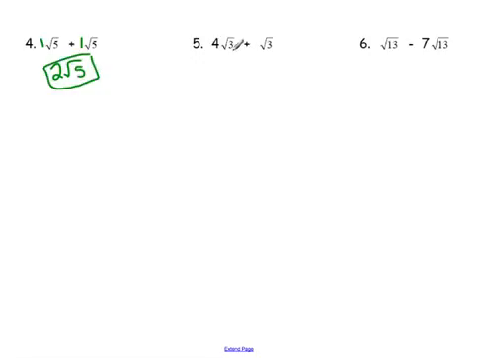Over here we have the square root of 3. There's just one of those, so we say 4 plus 1 is 5 times the square root of 3. Over here we have 1 times the square root of 13, minus 7 times the square root of 13. 1 minus 7 gives us negative 6 times the square root of 13.